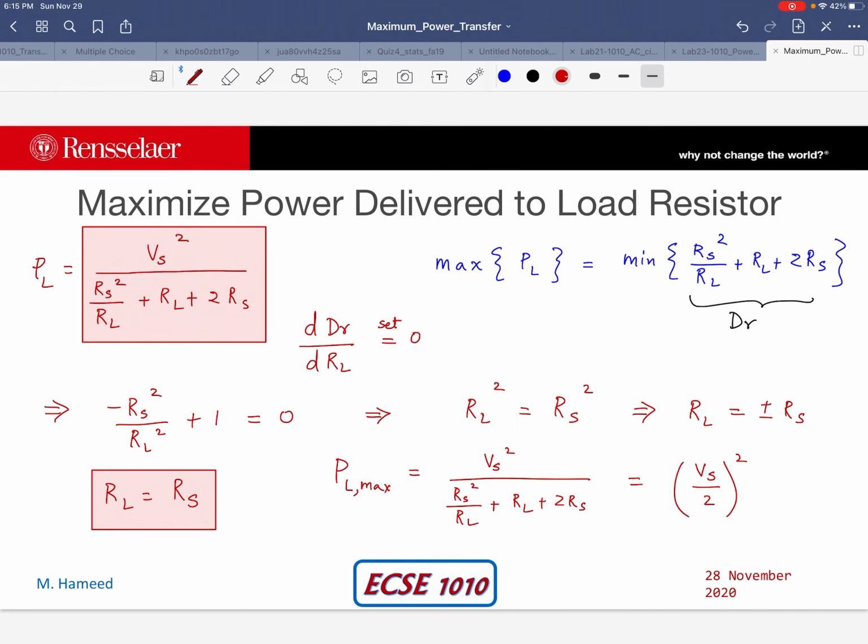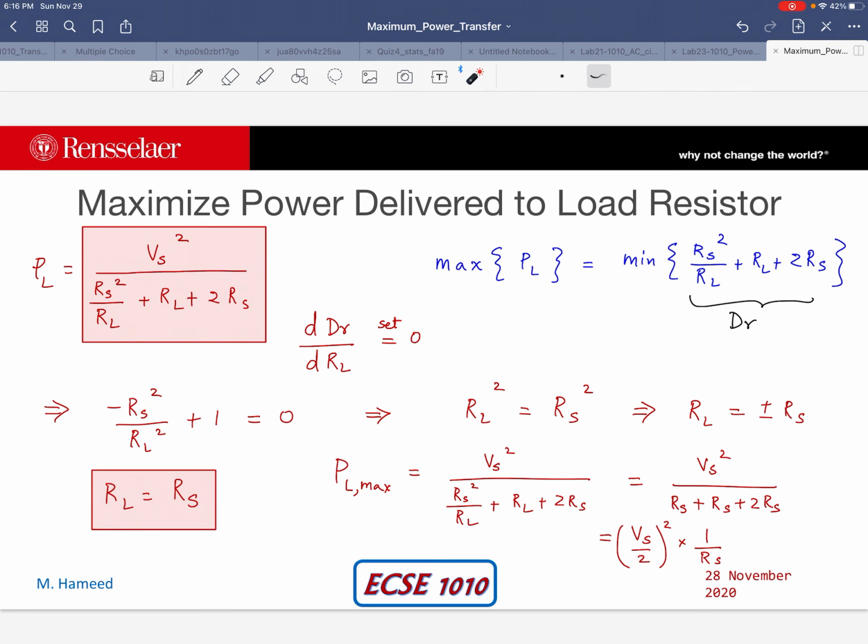Let me see, this is going to change a little bit here, I think. I get a Vs squared, and in the denominator I get 4. Sorry, I need to do this again. So I get Vs squared divided by Rs squared, 1 Rs gets cancelled, plus Rs plus 2Rs. So I've got Vs divided by 2 squared and 1 over Rs. So that's going to be my maximum power that is delivered to the load.